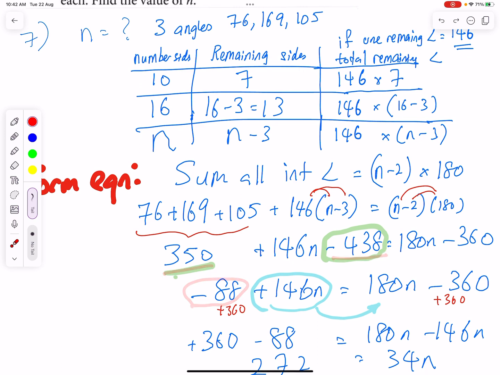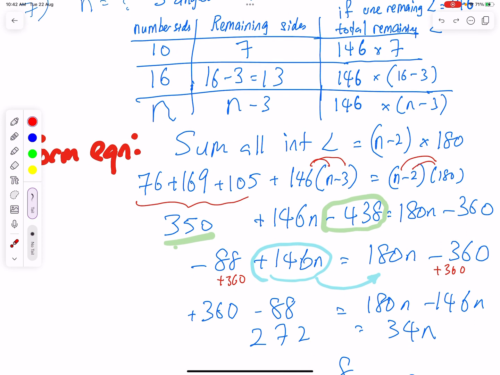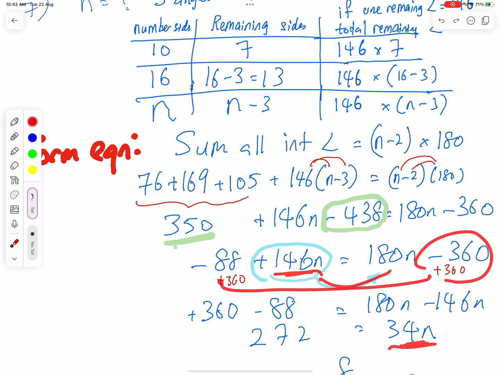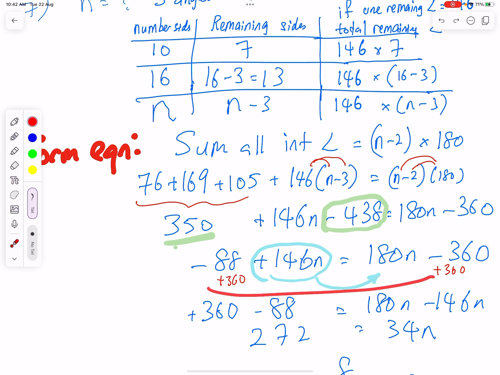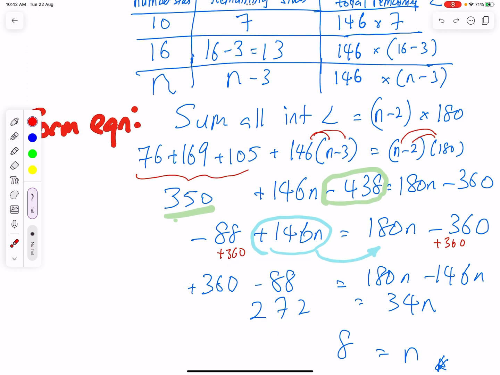Simplify the answer. These 2 numbers add together. Alright, I'll get negative 188. I want to group the n together, right? So I will subtract 146n on both sides. I'll get 34n. The number I want to group together, I'll add 360 on both sides, or I bring the negative 360 over. It's plus 360. I'll get 272. Simplifying it, I don't want the 34. I will divide both sides by 34. And I will get n equals 8.